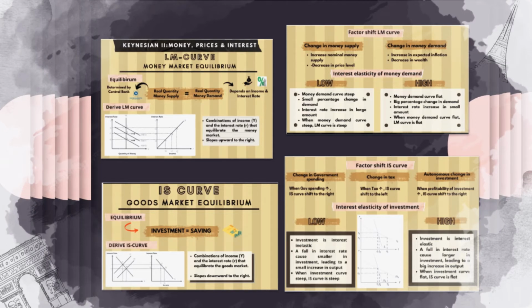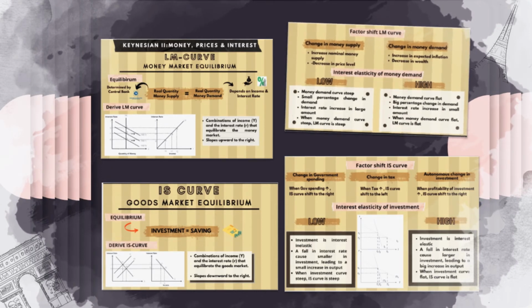So graphically, it is a combination of income and interest rate that equilibrate the money market. As we can see from the graph, increase in income will shift the money demand to the right, and equilibrium in the money market occurs at higher interest rate. Thus, the LM curve slopes upward to the right.